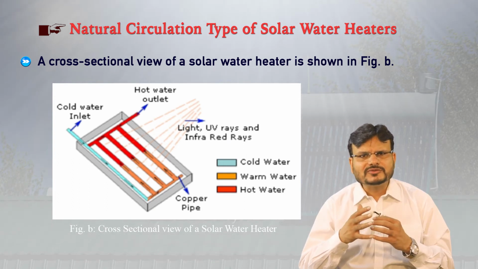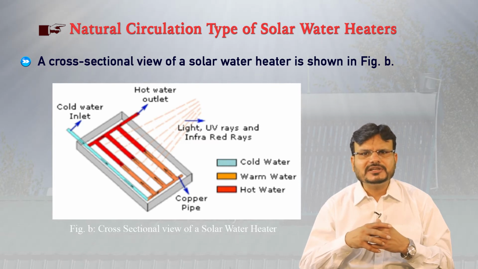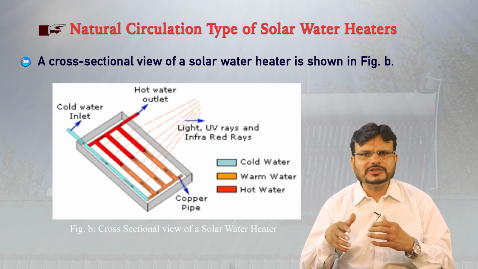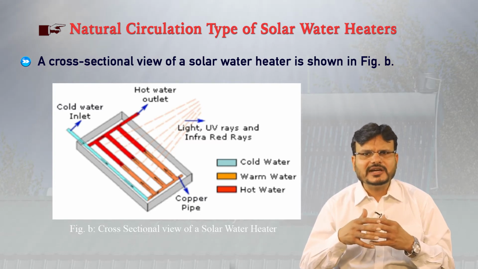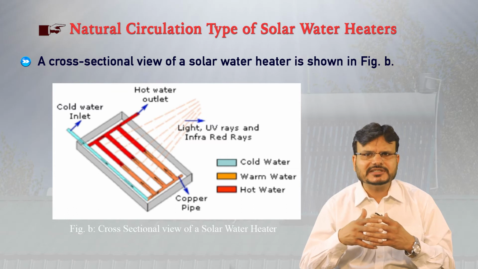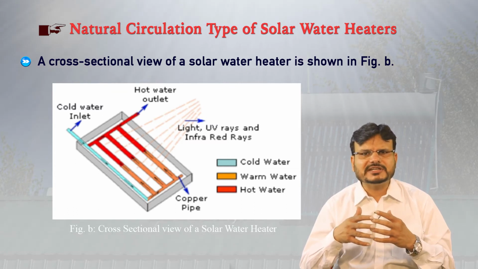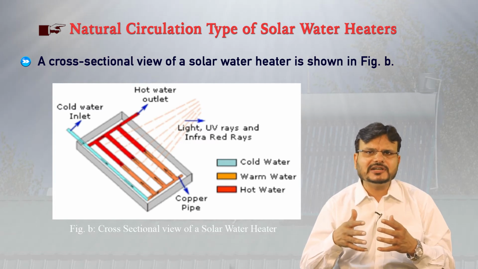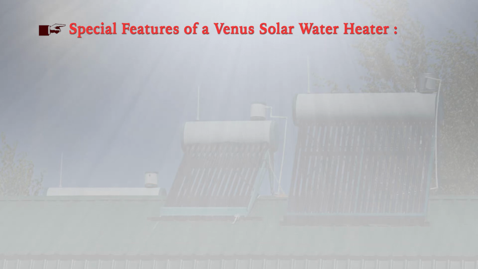Here you can see cold water is entering from the inlet point, then it circulates through the tubes, and here water gets warm. After the water gets warm due to the light, or you can say ultraviolet rays and infrared rays, then water gets heated, and then you can collect the hot water from the outlet point. Now we will discuss what are the special features of Venus solar water heater.